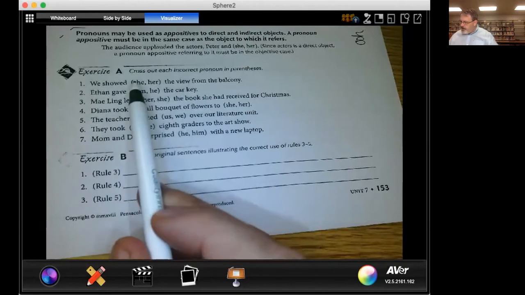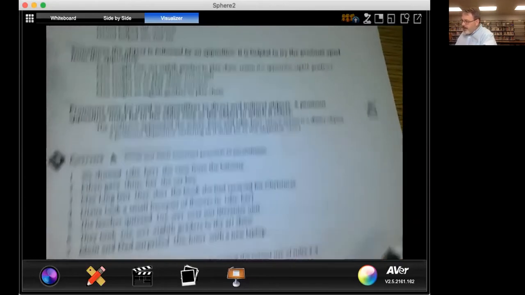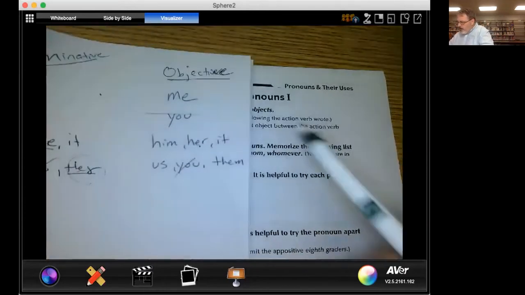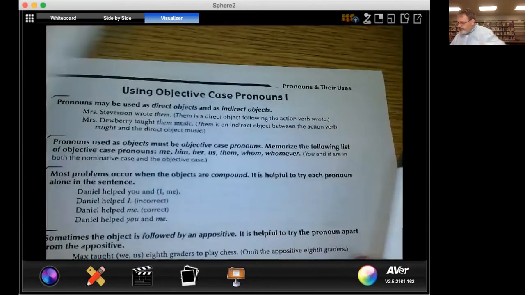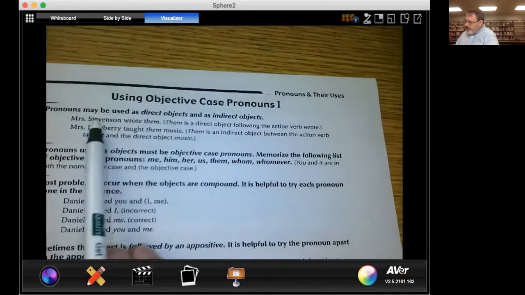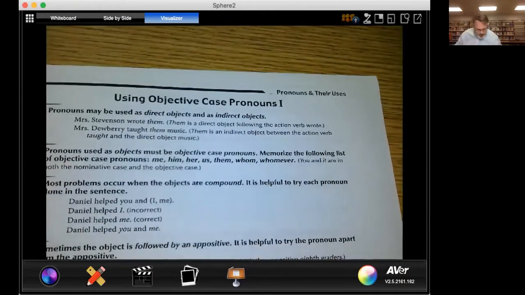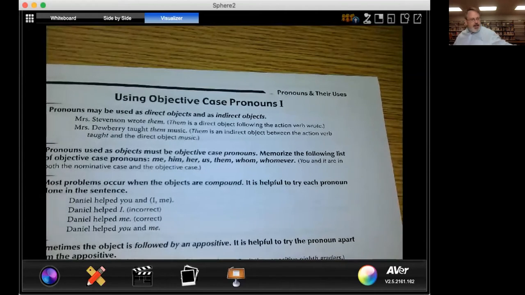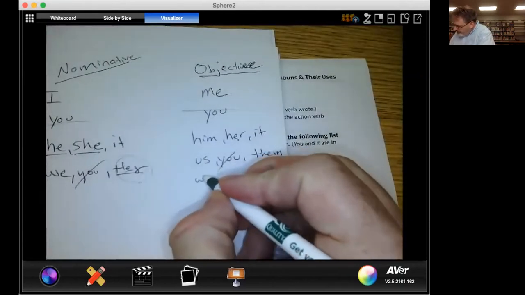All right, so we're looking at objective case pronouns. Okay, these objective case pronouns fall on the right side of our list here. Objective case pronouns can be used as direct objects or indirect objects. Pronouns used as objects must be objective case, yes? And you can see our list: me, him, her, us, them, whom, whoever. I didn't in my list write whom, whomever, so I will.